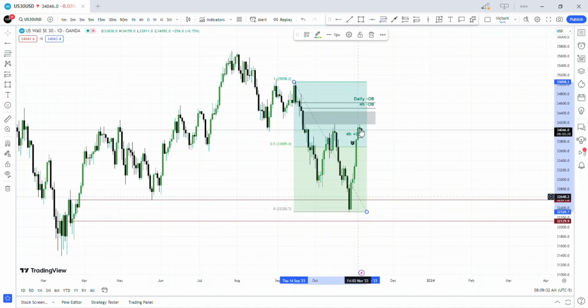Currently, if you measure the range, we are at around the equilibrium position. So I'm expecting some little retracements before we move higher into these objectives.